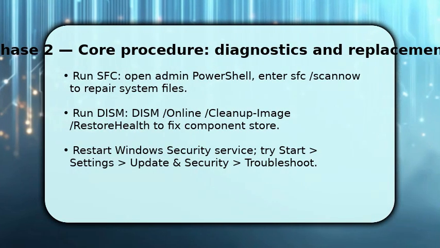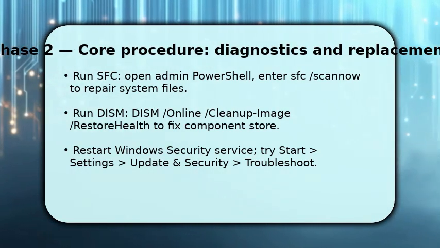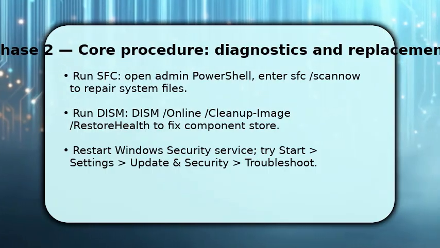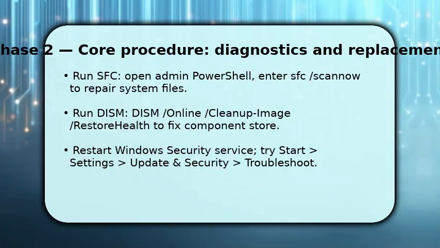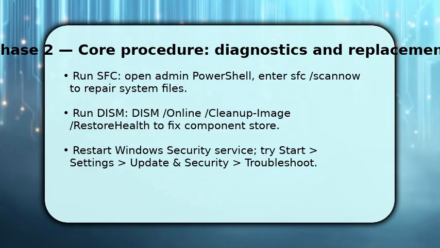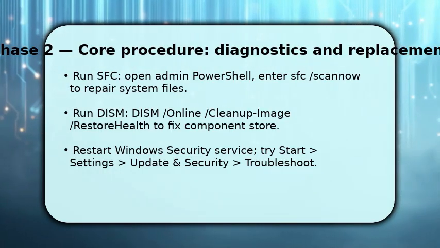You now repair core components because corrupted system files often break Windows security. Open an elevated PowerShell and run sfc /scannow to identify and repair protected files. This addresses missing DLLs or corrupted resources.